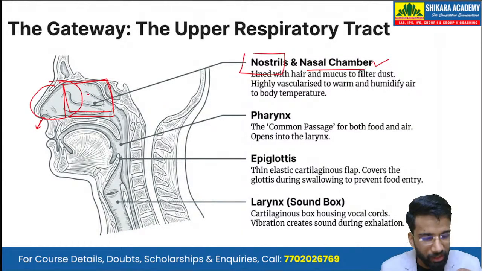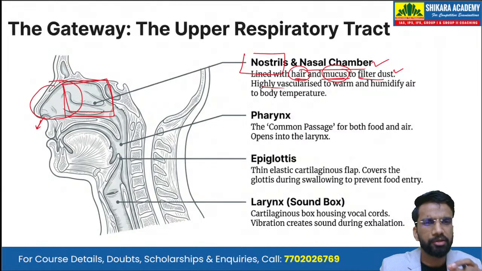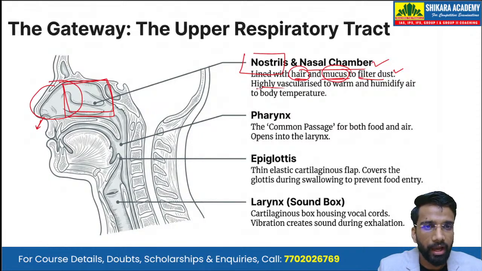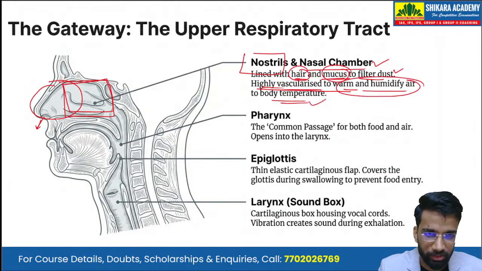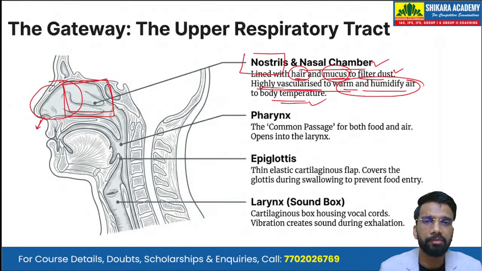The nasal chamber, as well as the nasal cavity, or this entire passage, is lined by small minute hairs and mucus to filter the dust particles, to trap the incoming dust particles or some harmful pathogens. So that traps the impurities of the air. Now, these are highly vascularized to warm and humidify the air to the body temperature. So if the air is very cold, or really warm or hot, it is brought to the body's temperature in the nasal chamber itself.